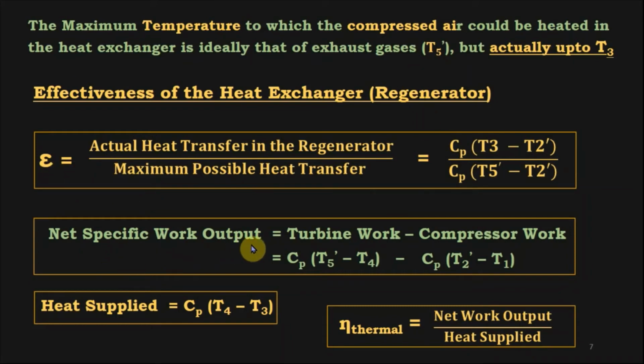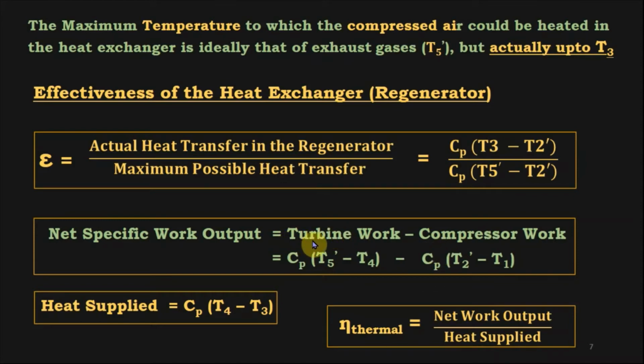The net specific work output is equal to turbine work minus compressor work. And here we are expressing the work done by the turbine and work done on the compressor per unit mass of air. Remember, here in these expressions, we are assuming that Cp of air is same as Cp of gas. If in a numerical problem, the Cp of air and Cp of gas are given to be different, then for computing turbine work, you have to use Cp of gas, and for calculating compressor work, we have to use Cp of air.